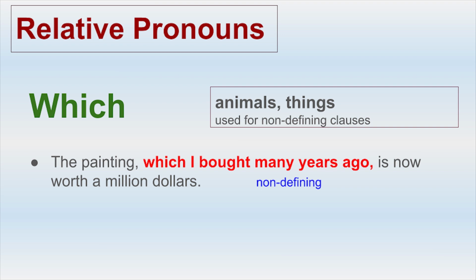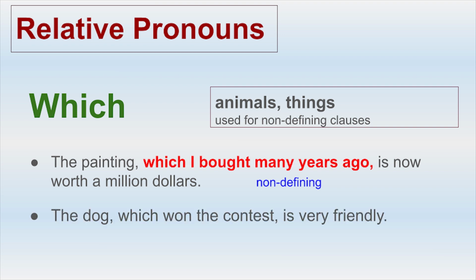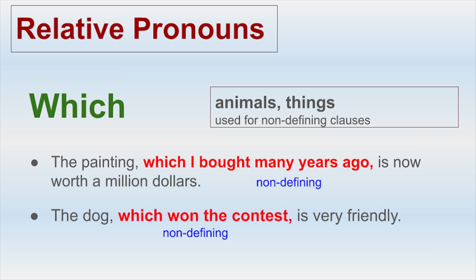It is offset by commas. It provides more information about the painting, but that information is not necessary. The sentence could have been written without it. And here's an example of when we use which to refer to an animal. The dog which won the contest is very friendly. Which won the contest is a non-defining clause. Without it, our sentence would still make sense. The dog is very friendly.